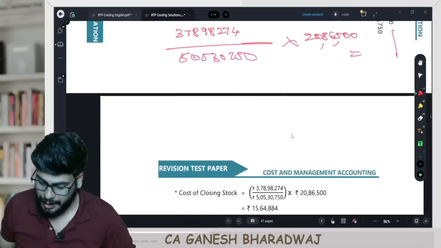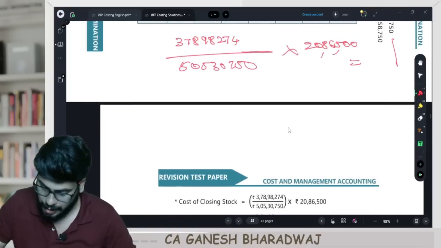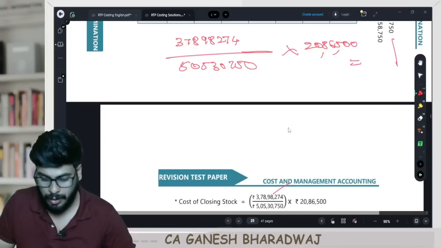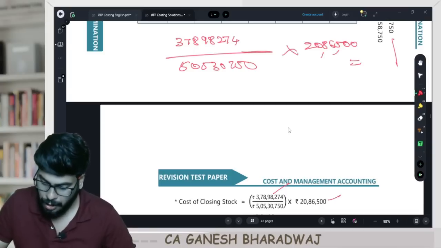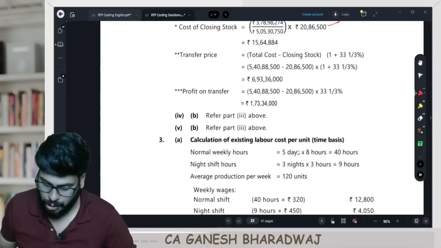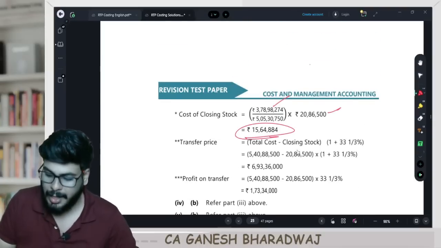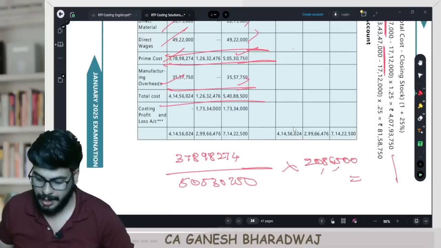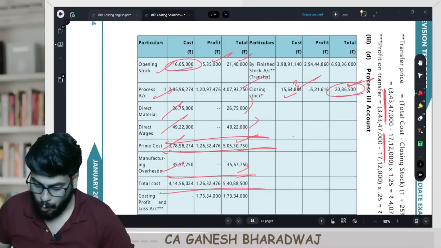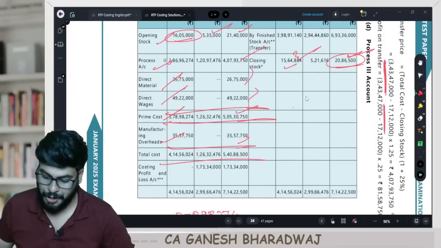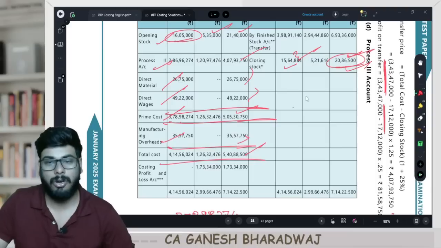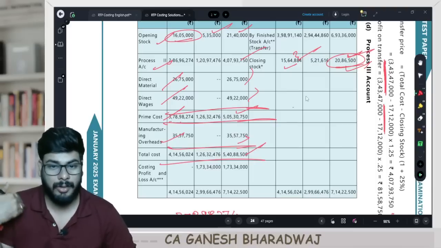If you arrive at it, this is the calculation they have done. Look at this, 378,98,274 divided by 5 crore and 5,30,750 into 20,86,500. You arrive at the cost of the closing stock, which comes out to 15,64,884, right? This is what it is. Are you clear with this? Fine. Now, once you do this, now what do you get? You have the total cost here, right? And you have the closing stock also, right? You can subtract the two.